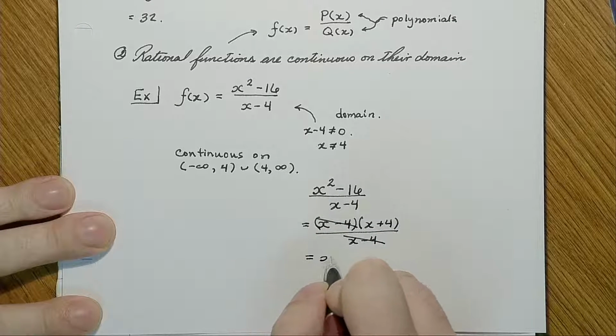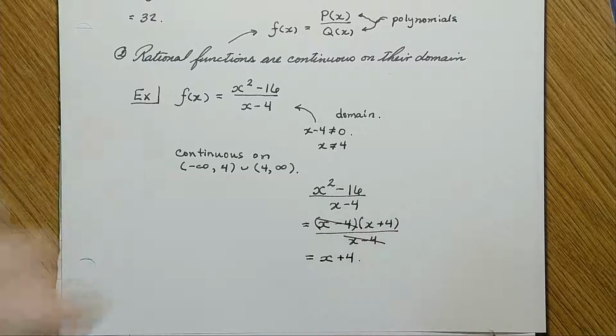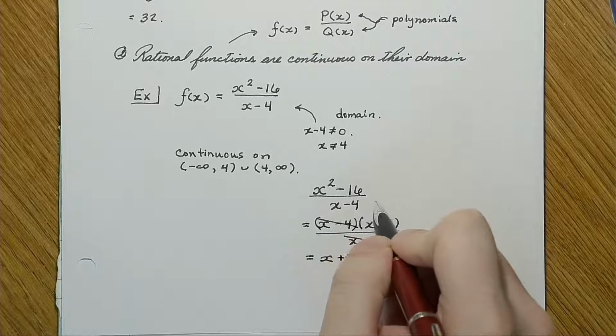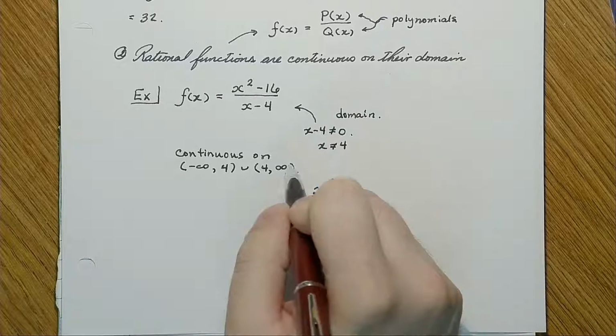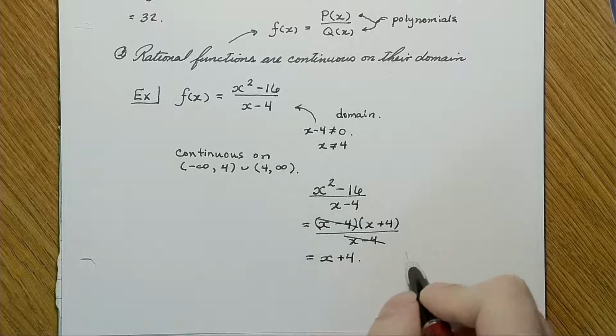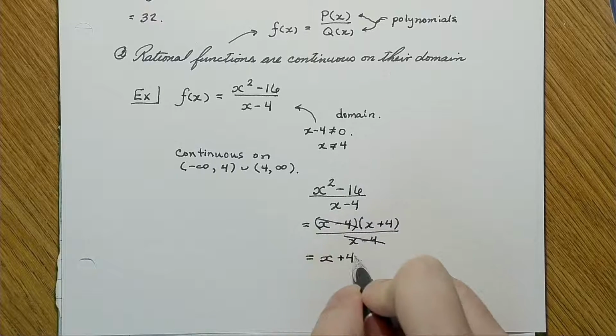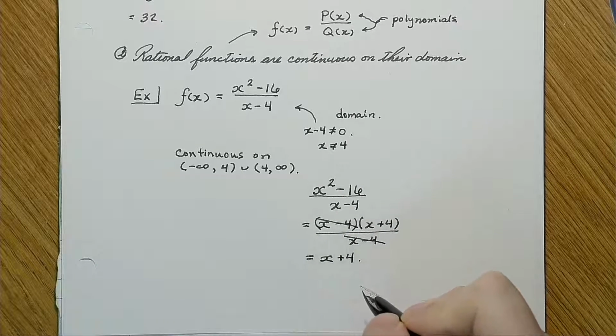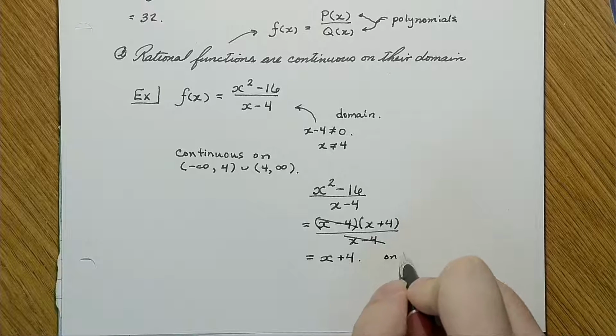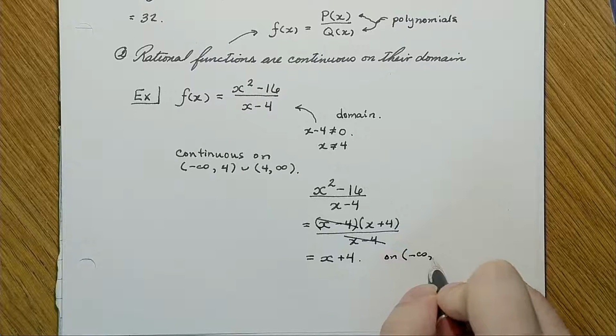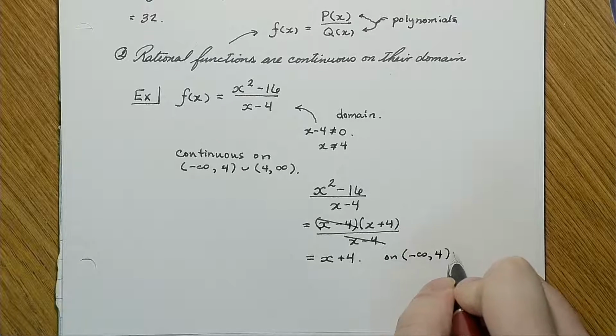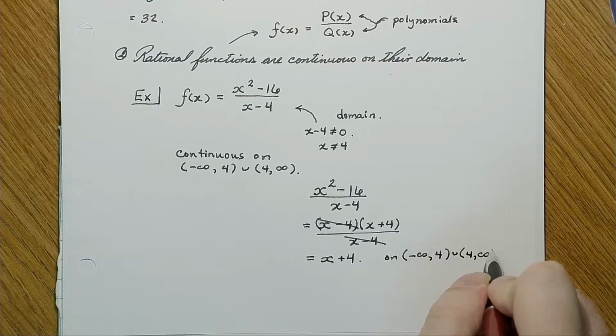And so I'm left with x plus 4. Now again, the original function, I still need to apply the same domain to this. So this is going to be our function. If we simplify it, it just reduces to x plus 4, but it's still on that domain from minus infinity to 4, and from 4 to infinity.